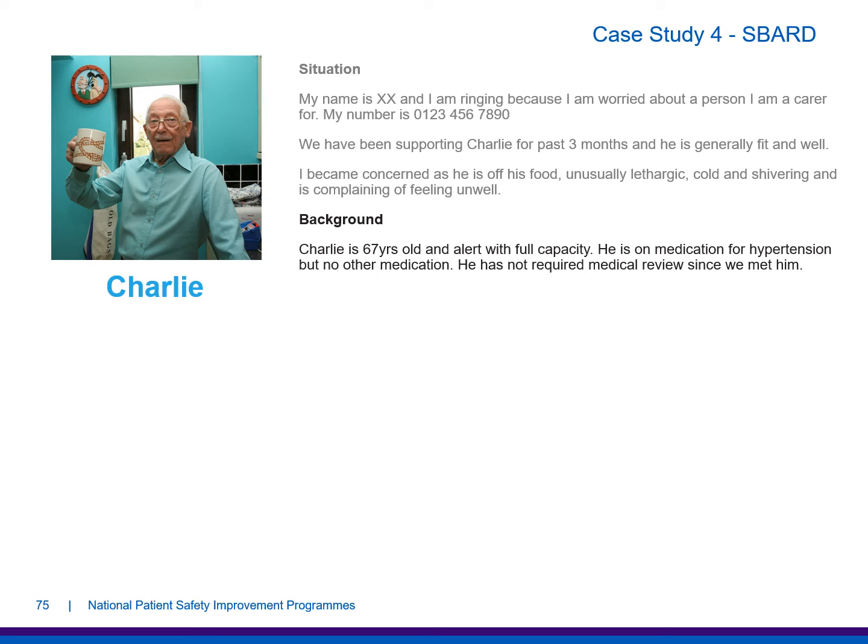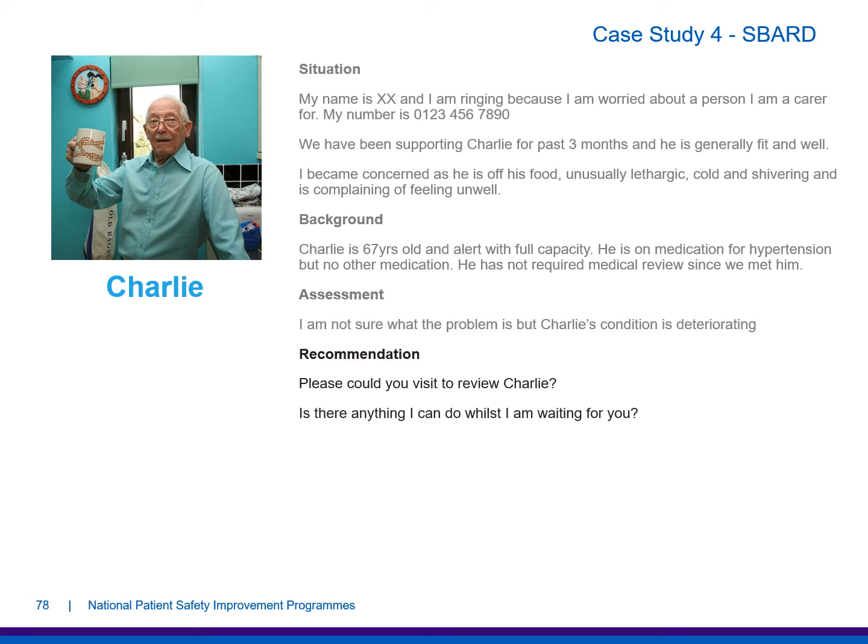Charlie is 67 years old and alert with full capacity. He is on medication for hypertension, but no other medication. He has not required medical review since we met him. Assessment. I'm not sure what the problem is, but Charlie's condition is deteriorating. And as we've said, it's okay to say that you're not sure. You're not diagnosing, you're passing on your concerns and you're reporting that, in your opinion, Charlie is deteriorating. Please could you visit to review Charlie? Is there anything I can do whilst I'm waiting for you?